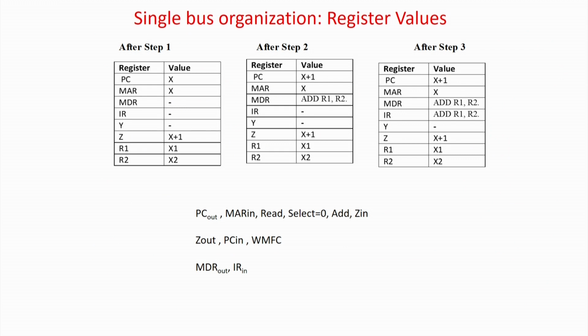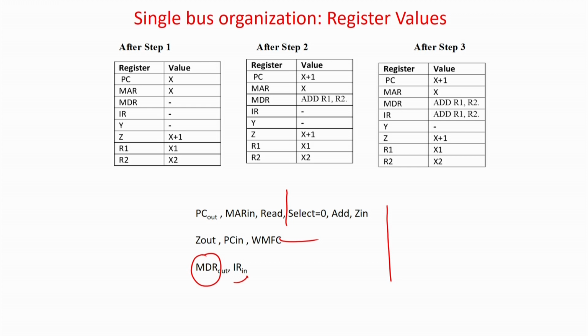So, now let us quickly have a look at what the different register values are when we are executing this instruction. The first 3 steps, as I told you, are program counter out, memory address in, read, select 0, add and Z in. Then again the value of Z out is going to the program counter, wait for some time, and the memory data register will go into the instruction register. That means the first one corresponds to reading the instruction from the memory as well as setting up to increment the program counter. The second one actually increments the program counter, and the third one actually reads the instruction from the memory into the instruction register. This corresponds to the instruction fetch phase. They are the same for everything.